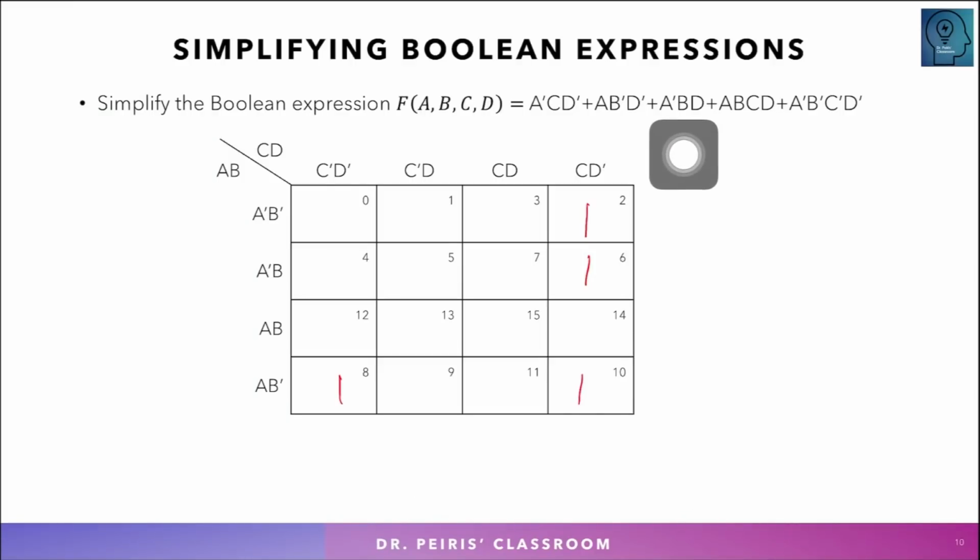The next one is A prime B D. So we look at A prime B first. Here is A prime B, and we need D. So it's D over here, 5 and 7.